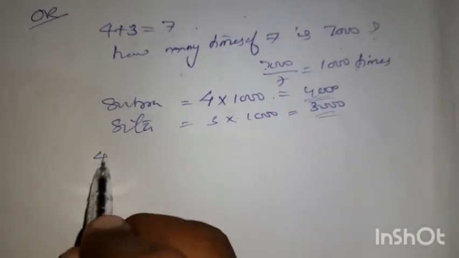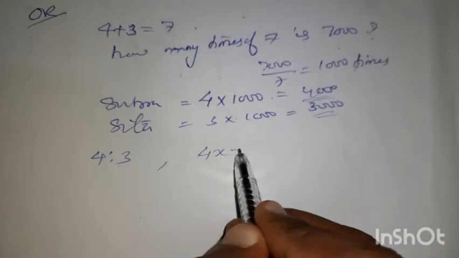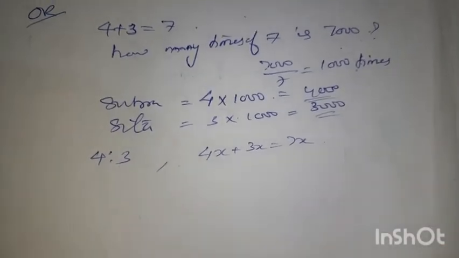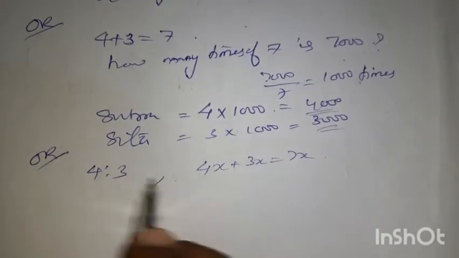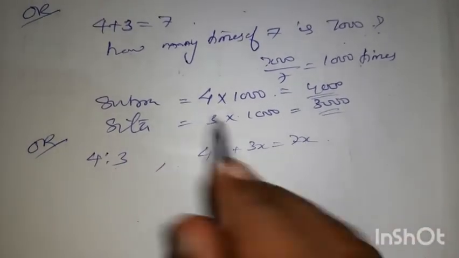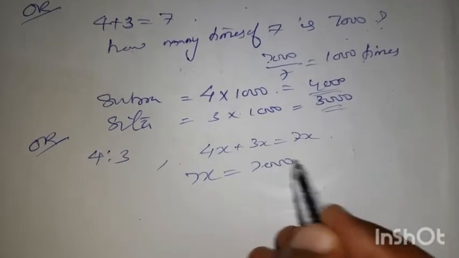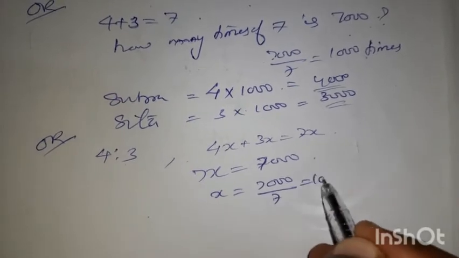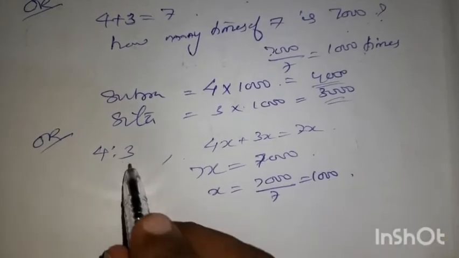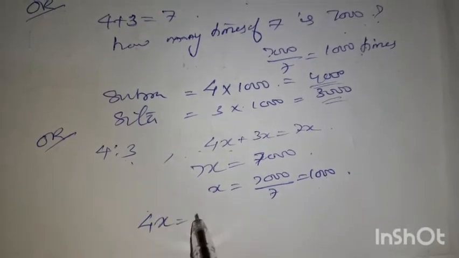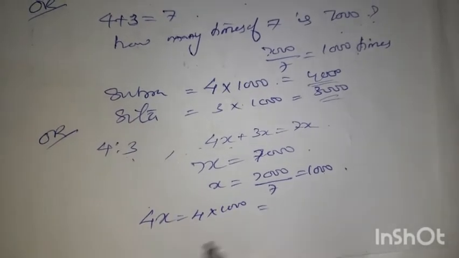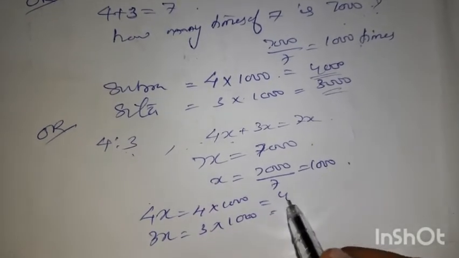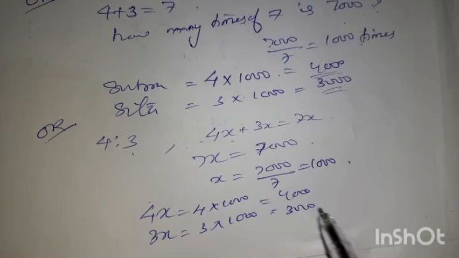The ratio 4:3 we can write as 4x plus 3x is equal to 7x. Algebraic method. So total 7x is given how much? 7,000. So x is equal to 7,000 by 7, it is 1,000. Then you can find out how much is 4x. 4x is equal to 4 into 1,000. 3x is equal to 3 into 1,000. Like that also you can do it. Any method you can use it.